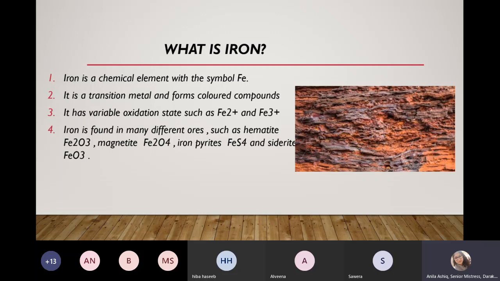Yes, you are right. The color. There will be a difference in color of Fe+2 compound and Fe+3 compound. Do you remember the color? What will be the color of a compound which has Fe+2 as in iron? Fe+2 has a green color and Fe+3 is red brown.